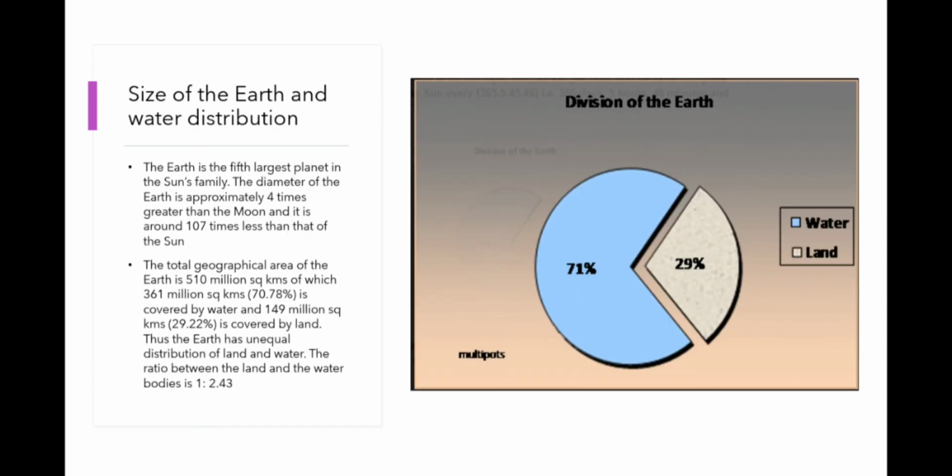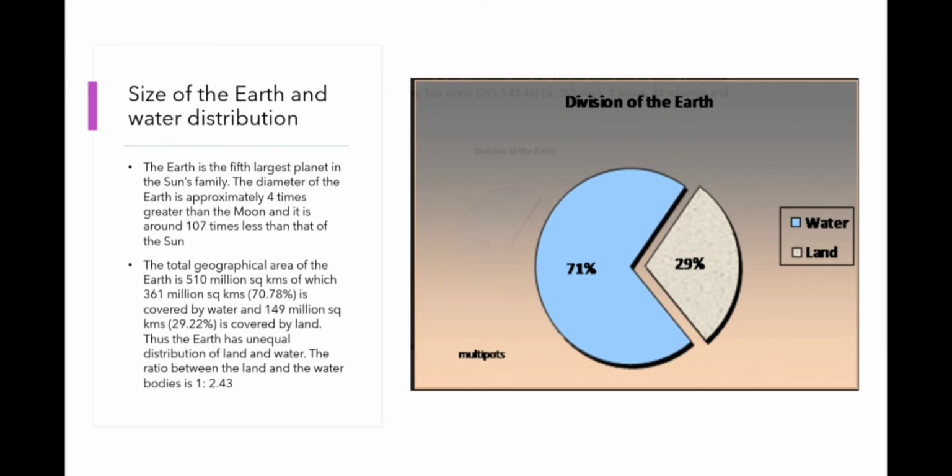Then we go to the size of the earth. Earth is the fifth largest planet in the Sun's family. The diameter of Earth is approximately 4 times greater than the Moon, and it is around 107 times less than that of the Sun.